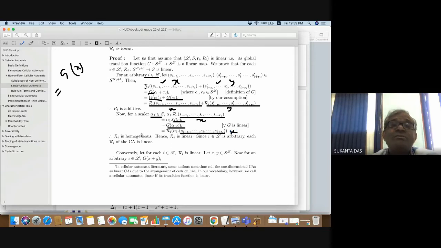So it is homogeneous with degree 1. Therefore, if g is linear, then Ri is additive as well as homogeneous. Hence Ri is linear. So if g is linear, Ri is linear. Now in the reverse way, we consider that each Ri is linear, a similar thing but in the reverse direction.